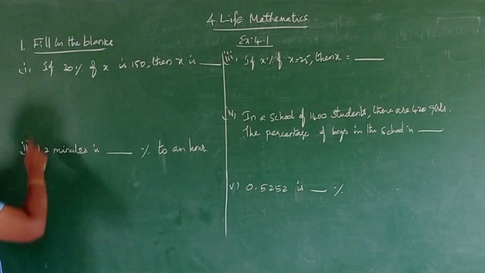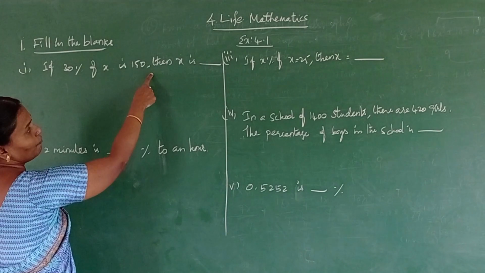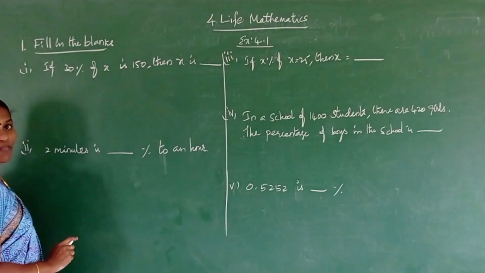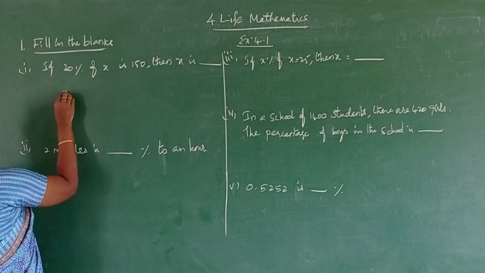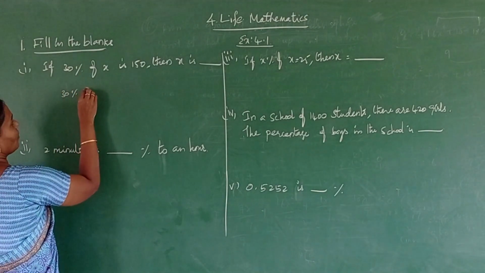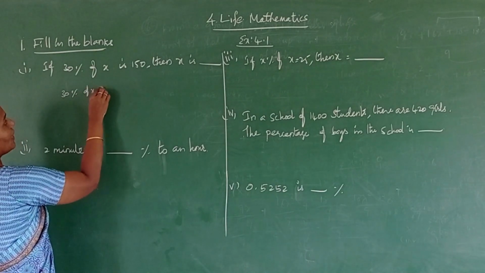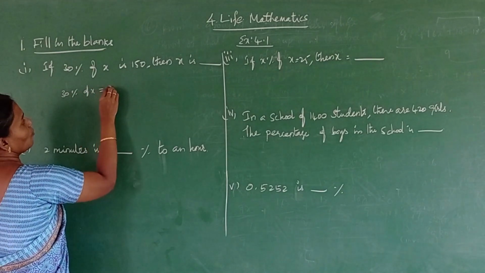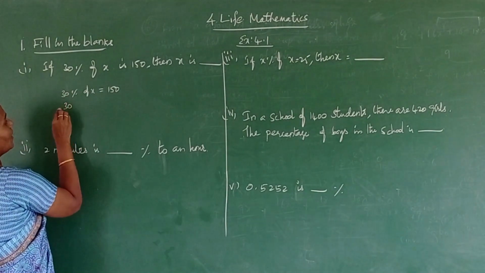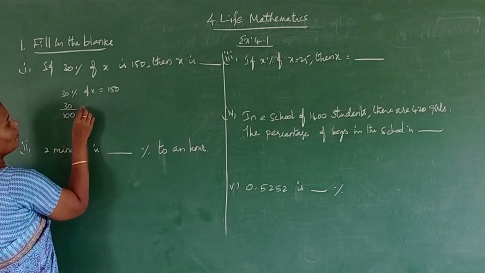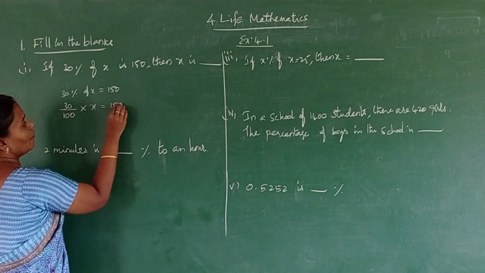Fill in the blanks. First one, if 30% of x is 150, then what is the value of x? Okay? So see, 30 percentage of x. So how do you write this? "Is" means equal to 150. Okay? So 30% means 30 by 100. "Of" means multiply. Then x. This is equal to 150.